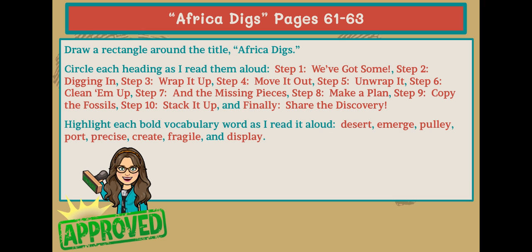I want you to highlight each bold vocabulary word as I read it aloud. Desert. A desert is a dry place with few plants. Say desert. The bones of Jabaria were found in a desert in Niger. Emerge. Emerge means to come out of or appear. Say emerge. The bones began to emerge from the desert as the workers chipped away the rock.